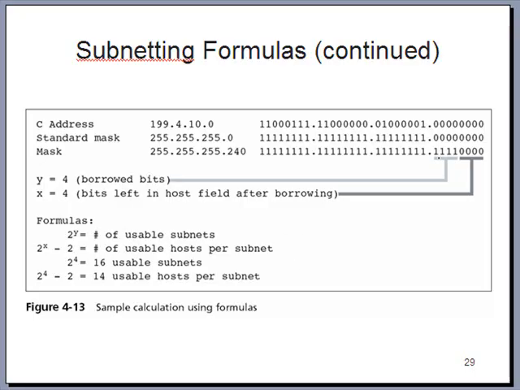And here they're just showing that example again, where on this particular one they're taking 4 away from the last 4 bits. So the number of subnets is going to be 2 to the 4th, which is 16. And there's 4 zeros left, so that's going to give us the hosts, which is 14 usable hosts.